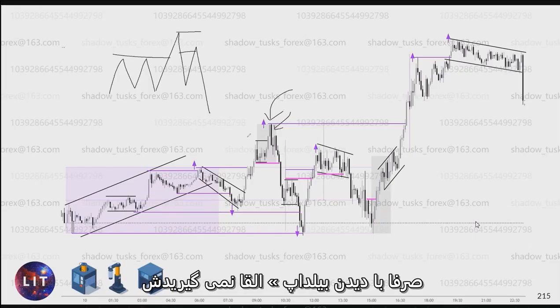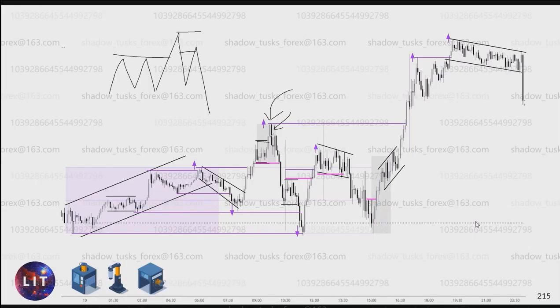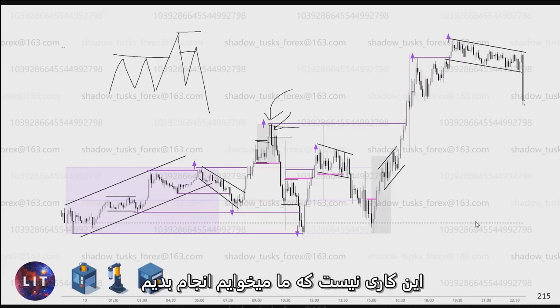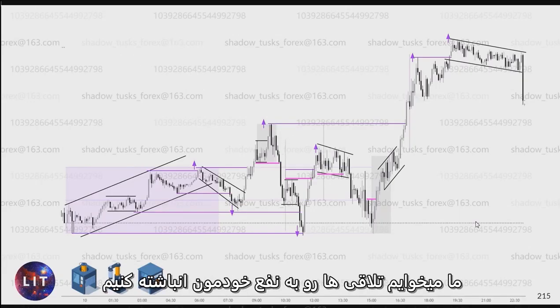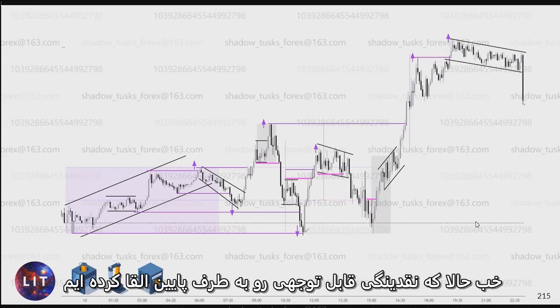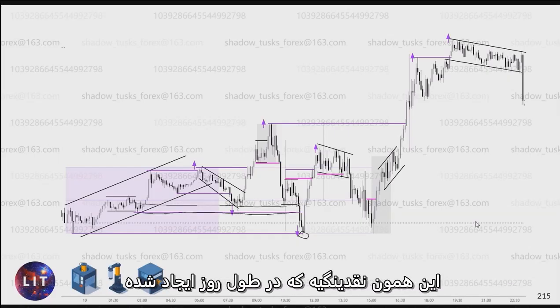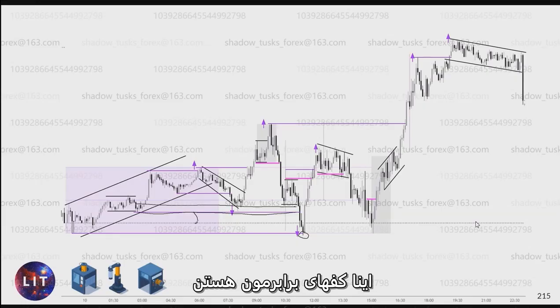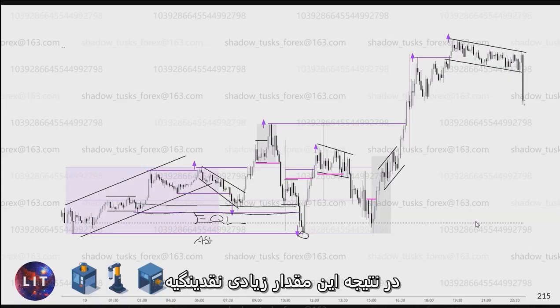You don't just take it because you see, oh, build up, inducement, and then here's my mitigation. That's not what we want to do. We want to stack confluences in our favor. Right, so now that we've induced to the low side significant liquidity, this is liquidity that was built up throughout the day, right? These are our equal lows, and this is Asia low.